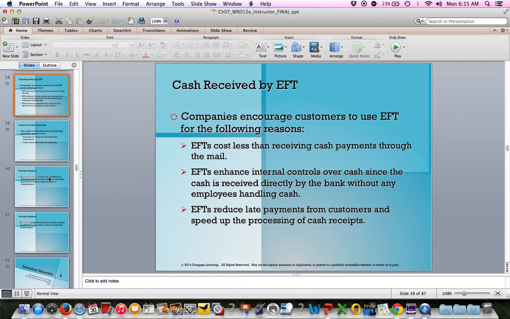EFTs are encouraged for a number of reasons. They cost less in processing cash payments. The controls are better because you don't have employees handling cash or checks. EFTs reduce late payments from customers, and they speed up processing of cash receipts. In fact, when I was in property management, we gave a $100 bonus to customers who would be willing to set up some kind of an EFT. Either they gave us a credit card number or the EFT information. If they paid their rent that way, they got $100 off their first month of rent, just because we knew the odds of collection would go way up if we had some kind of electronic payment.